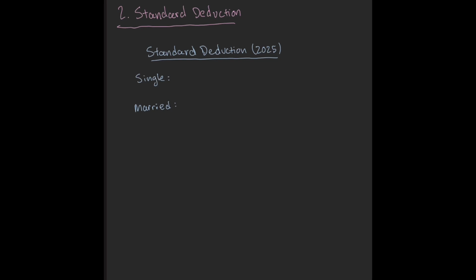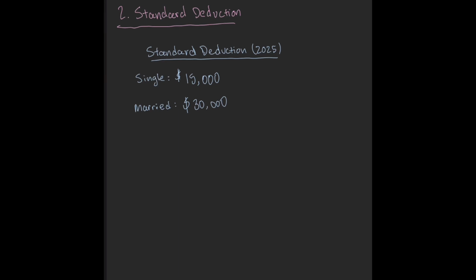So these numbers change year over year and they depend. Are you single? Are you married, filing your taxes with your spouse? Are you head of household, which is another term? But for 2025, for single filers, you can claim $15,000 in standard deduction. And if you're married, filing with your spouse, that number is $30,000.